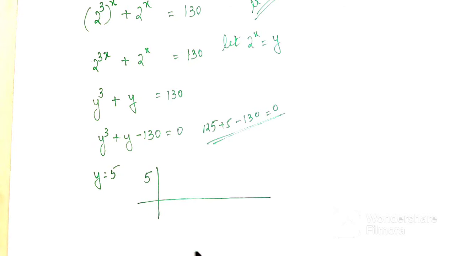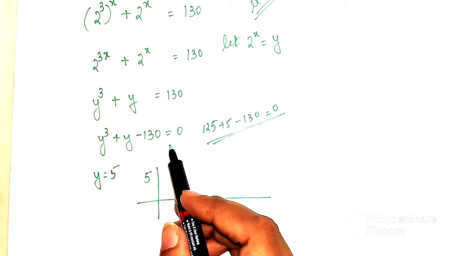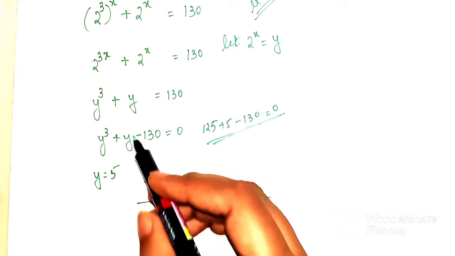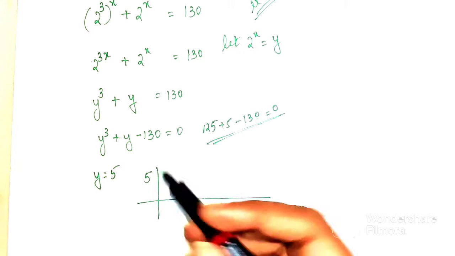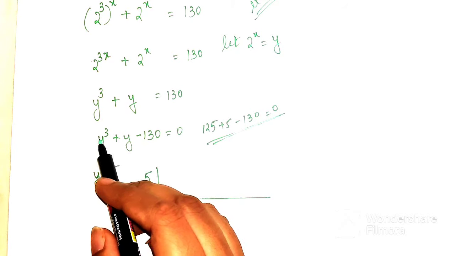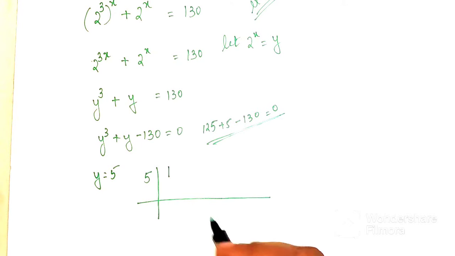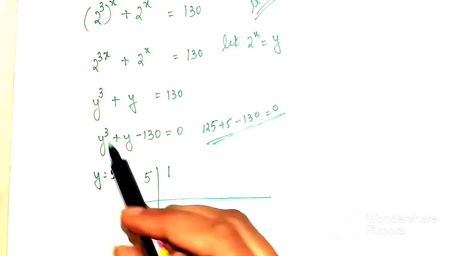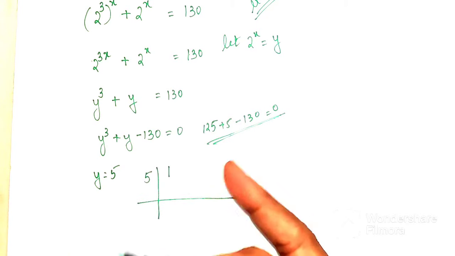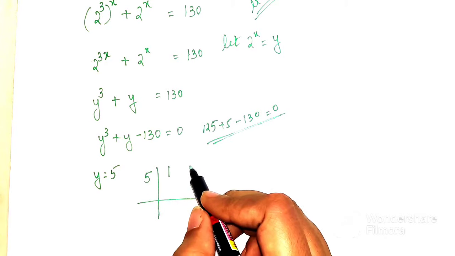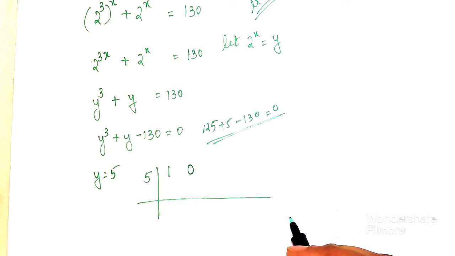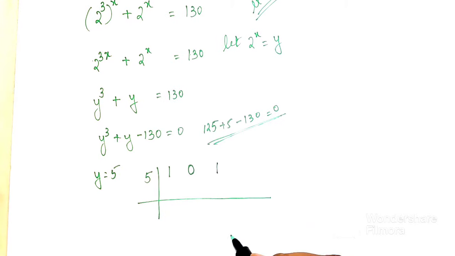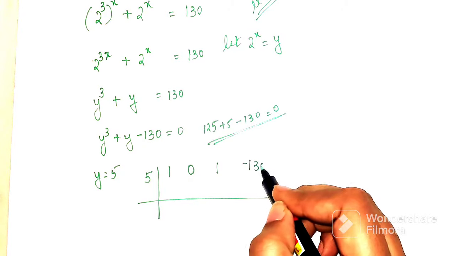Now for those of you who don't know synthetic division, here what you write is the value for which that entire equation is coming out to be true. Now you will write down the coefficients. So first we'll write down the coefficient of y cube, that is 1. Then next we'll write down the coefficient of y square, because even if it is not there, we will still consider it for synthetic division. So here we'll take it as 0 because y square is not there in my given equation. Then we have again 1 because the coefficient for y is just 1, and after that we have minus 130.